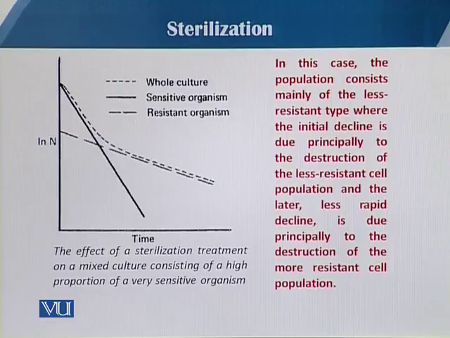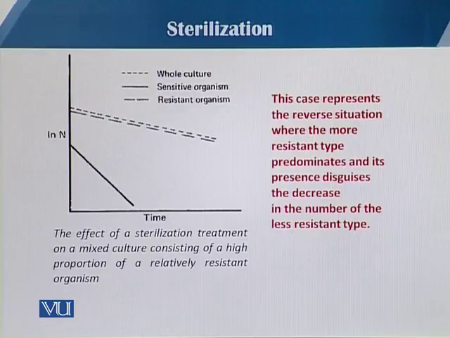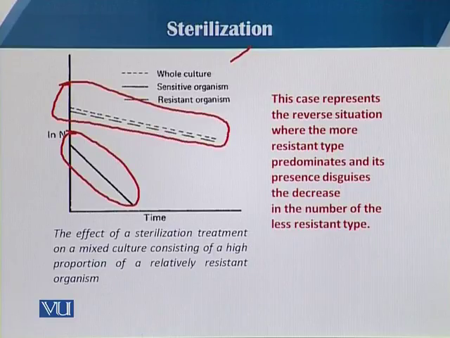So in the next case, when our culture has mostly a resistant population in the fermentation medium, you can see the whole culture, the sensitive organism and the resistant organism. As concerned the resistant organism, you can see here what the status is. So when most of the contaminants are resistant, this kind of relationship we can see after the heat treatment.